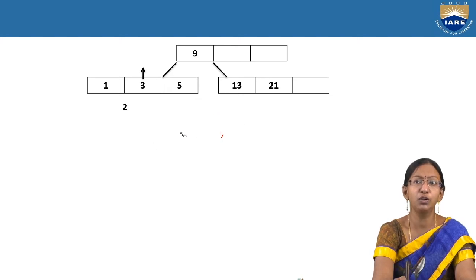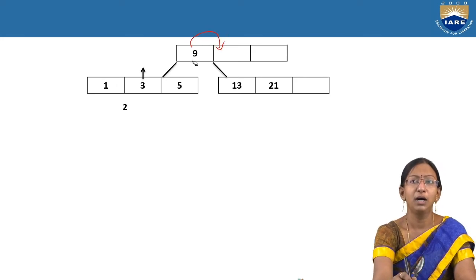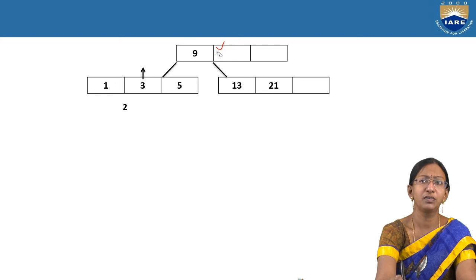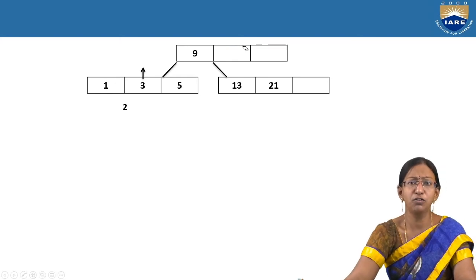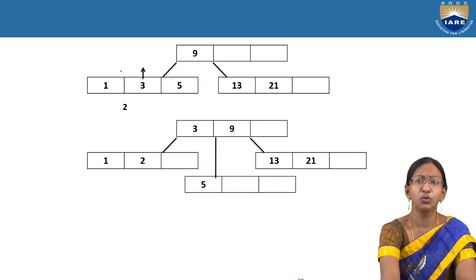When 3 goes to the top, it is the duty of 9 to shift. It is the duty of 9 to shift 1 step towards right and give space to 3. Have a look at this. So, if I split, 1, 2 will come as left and 3 will go as right.